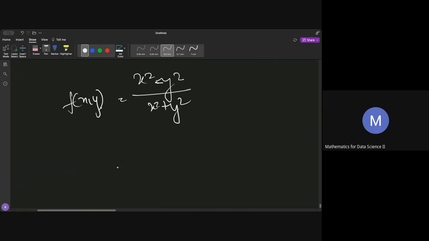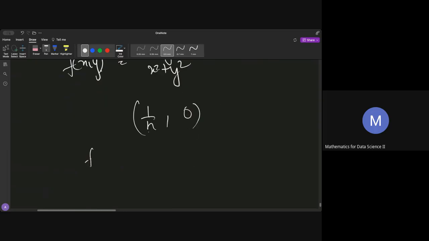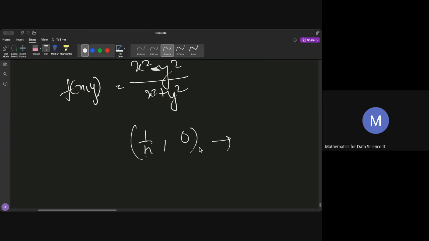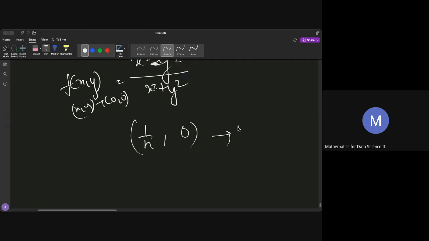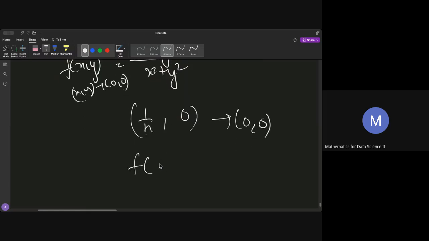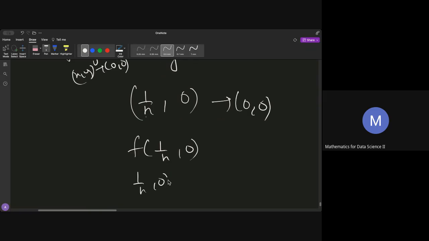When you have this function, I just need to have two sequences. So I can take the x coordinate to be 1 by n and the y coordinate to be, let's say, 0. If I take this, then what will happen? Then that means I have one sequence, and I have to find the limit of f when (x, y) tends to (0, 0). So let's take this sequence, this converges to (0, 0), right? And what will be the limit of this function then? F of (1 by n, 0) when (1 by n, 0) tends to (0, 0).